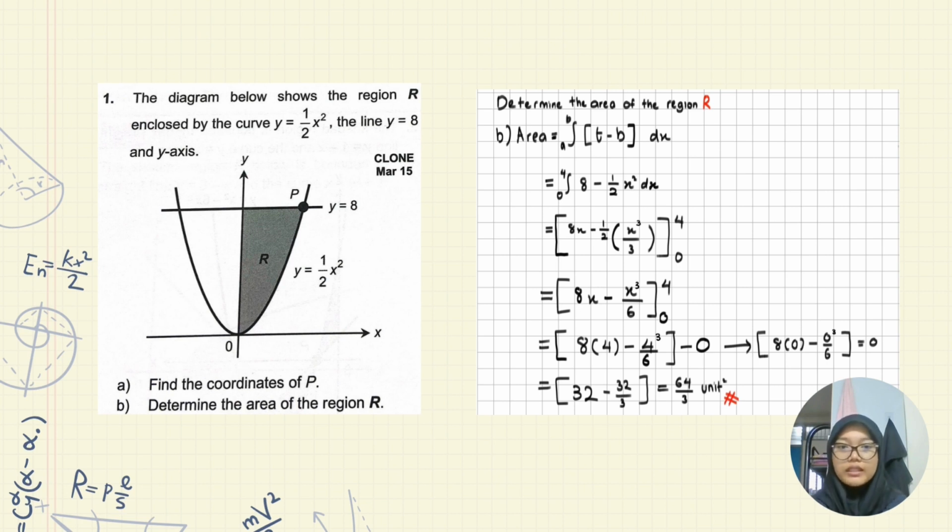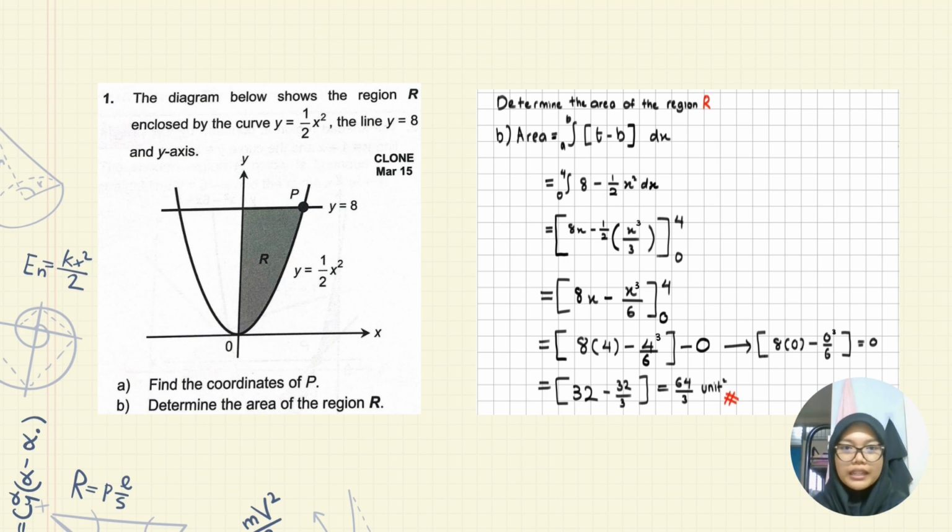Then, in question A, we already found coordinate P. Use x from coordinate P and x equals 0 for our definite integral values. It is because our shaded region limit starts at 0 and ends at coordinate P. Next step, enter all of our information into our formula.